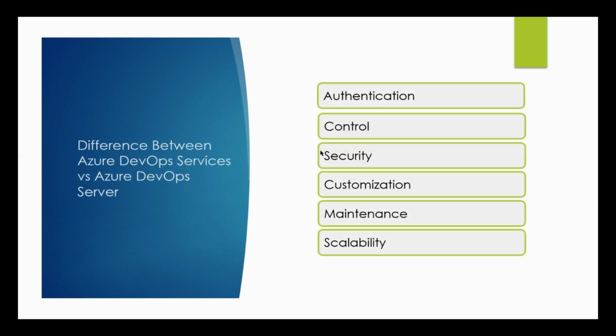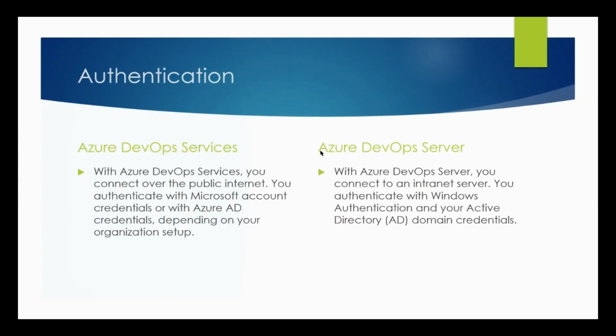So we'll differentiate these variants on the basis of these points. First, authentication. With Azure DevOps Services, you can connect over the public internet, so you authenticate with Microsoft account credentials or with Azure Active Directory credentials, depending on your organization setup. Whereas with Azure DevOps Server, you connect to the internal server. You authenticate with Windows authentication or your Active Directory domain credentials.